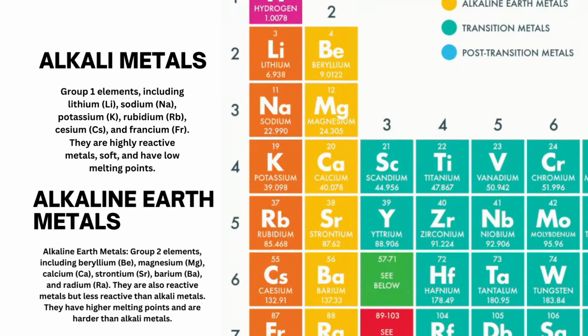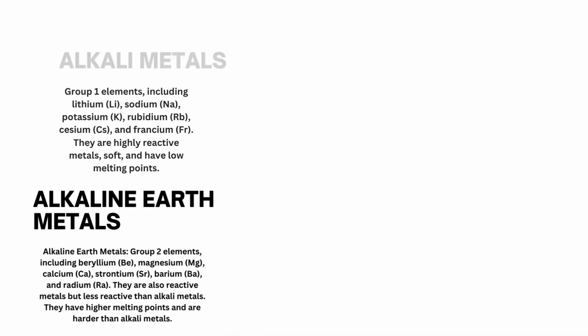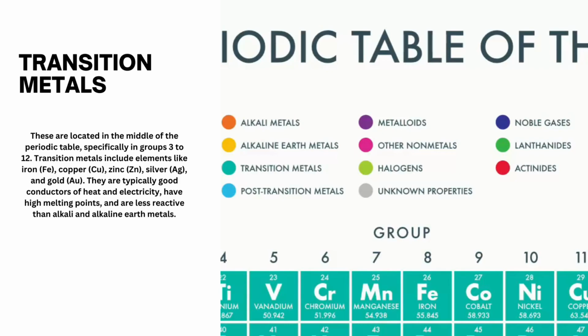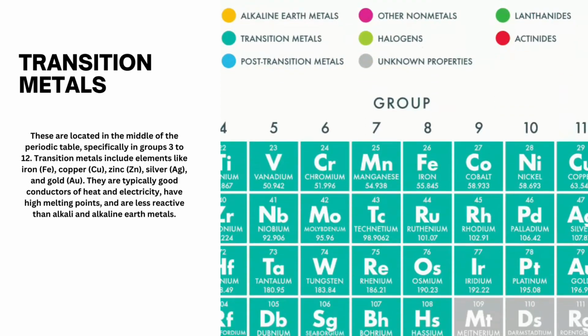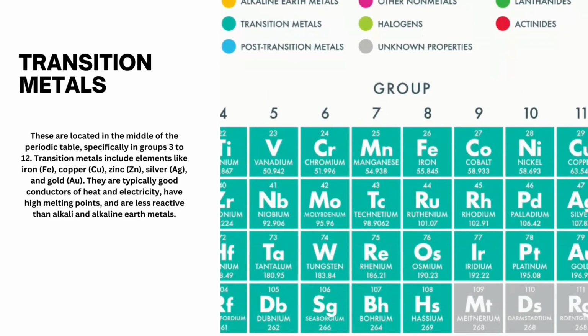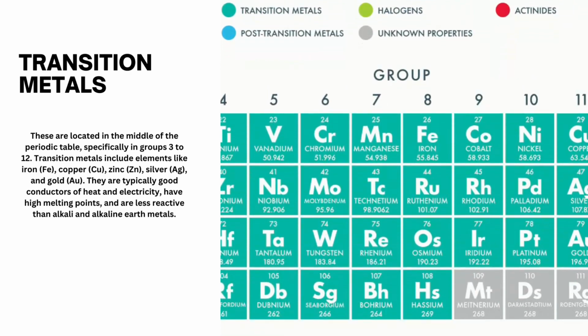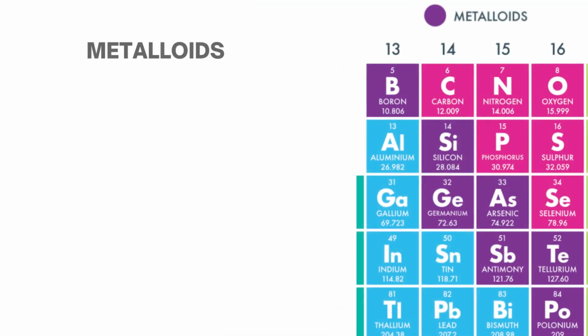Alkaline earth metals, group 2 elements, including beryllium, magnesium, calcium, strontium, barium, and radium. They are also reactive metals but less reactive than alkali metals. Transition metals include elements like iron, copper, zinc, silver, and gold. These are located in the middle of the periodic table, specifically in groups 3 to 12. They are typically good conductors of heat and electricity.